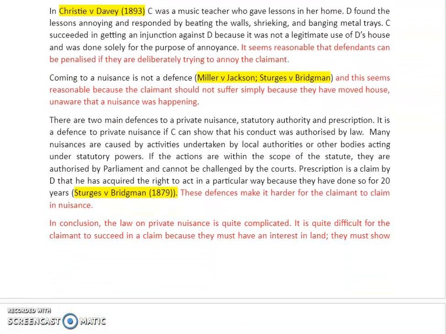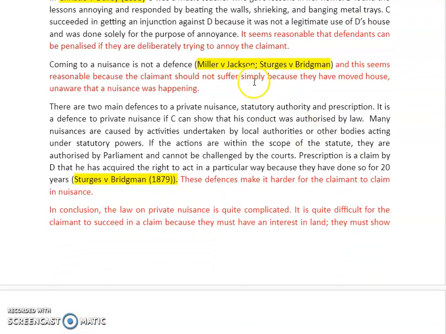Coming to the nuisance is not a defence. You could use Miller and Jackson, Sturges v Bridgman there. And this seems reasonable because a claimant shouldn't suffer simply because they've moved house unaware that a nuisance was happening.